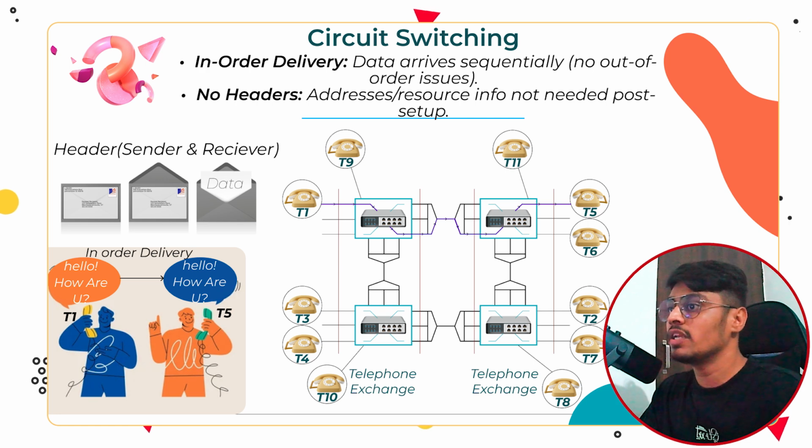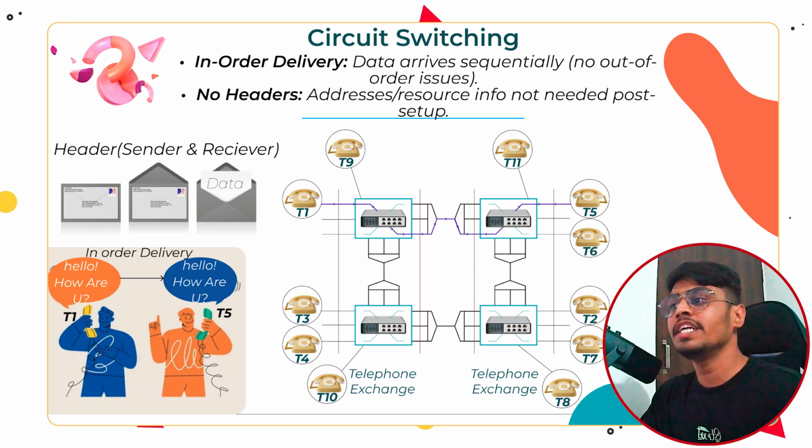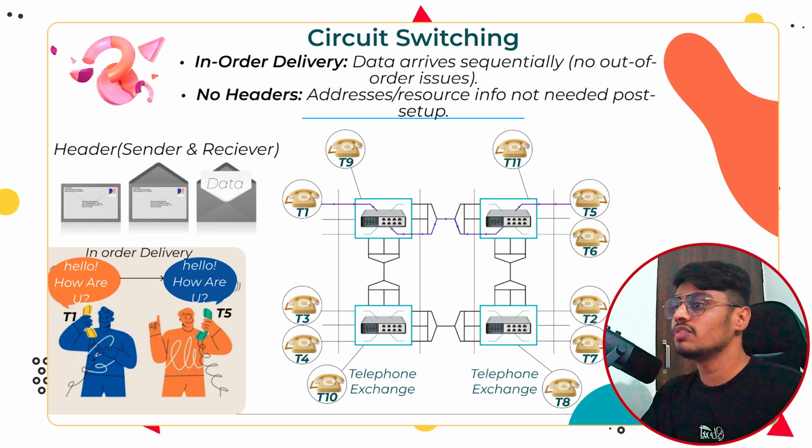Header contains information like source address and destination address. In the network layer, we have source IP and destination IP. In transport layer, we have source port and destination port. In data link layer, we have source MAC and destination MAC addresses. But in circuit switching, you don't need any headers because we are working on physical layer. Okay, this is circuit switching.